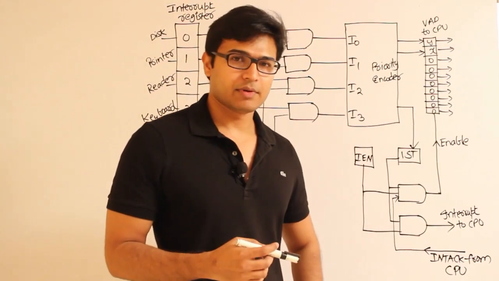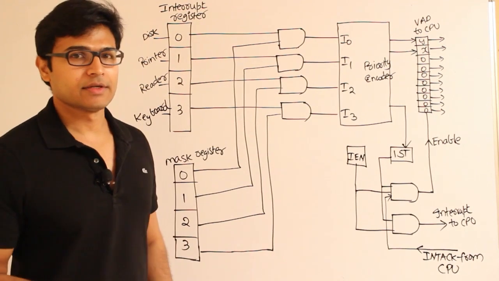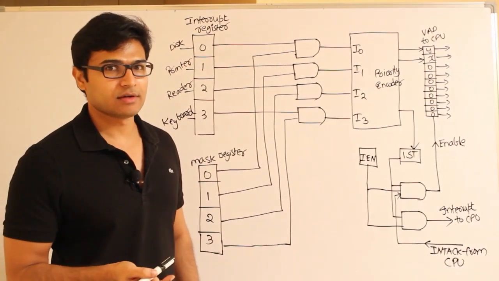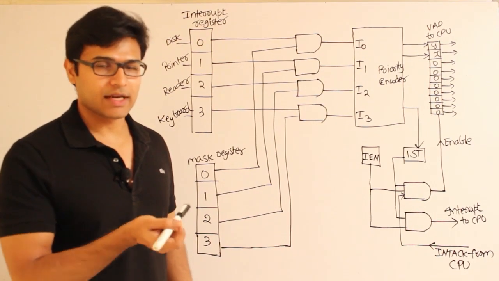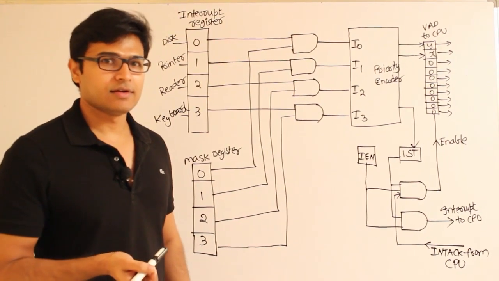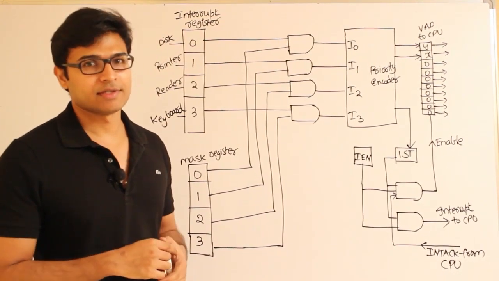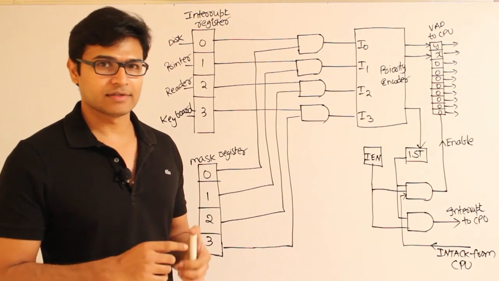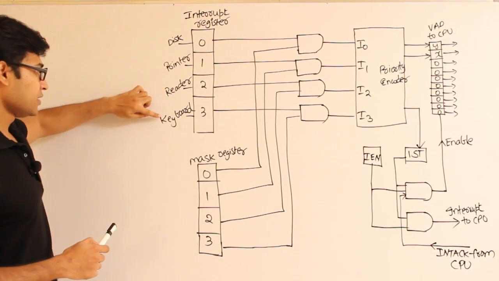Let's see how to implement the priority based interrupt driven IO using the parallel method. In the serial method we have seen that all the IO devices are connected to the same line, and depending on their placement we are able to give priority to each device. Here also we will assume that there are 4 devices: disk, printer, reader and keyboard.